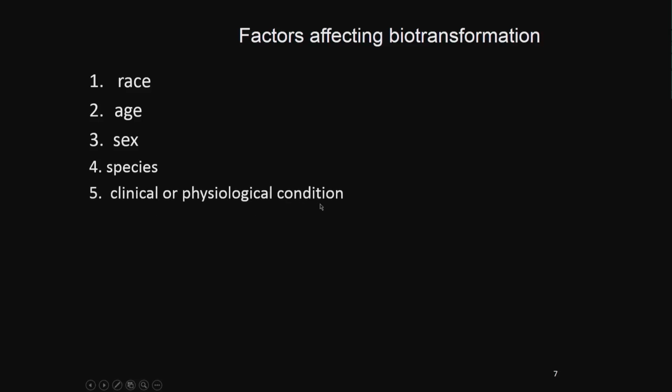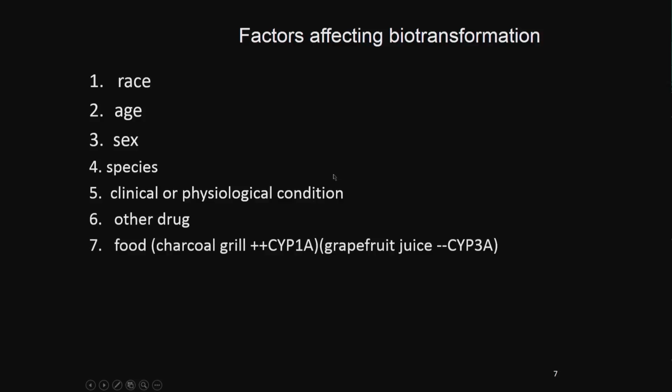Clinical or physiological condition: sick patient, healthy patient. If we are giving other drugs, those drugs may be acting on this drug and it may get metabolized. Food: what type of food we are eating. For example, charcoal grill enhances some cytochrome P1A, and grapefruit juice affects cytochrome P3A. So the metabolism will get affected depending upon the type of food.